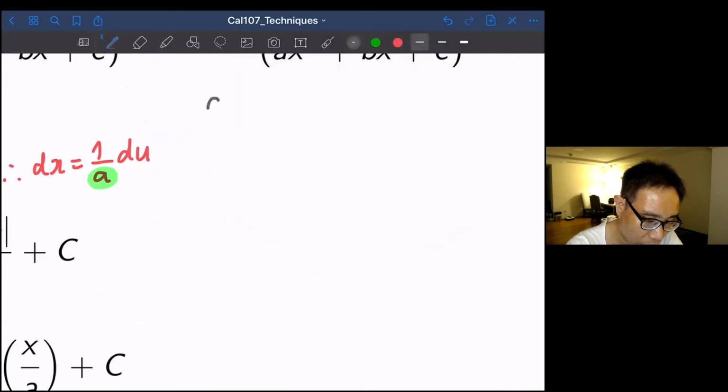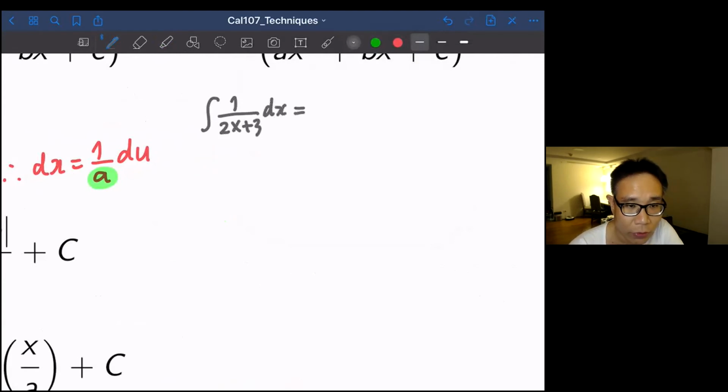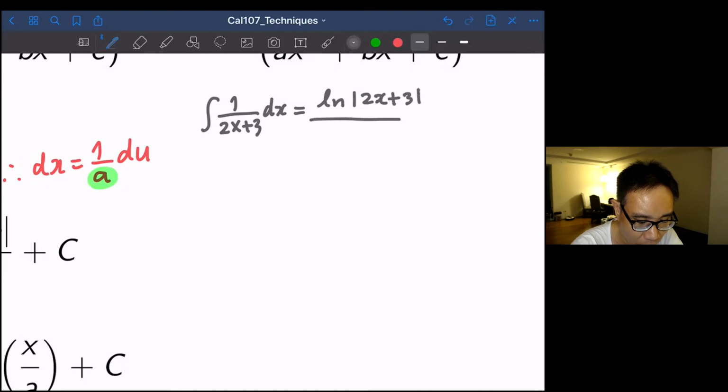So for example, if I ask you what is the integral of 1 over (2x plus 3) dx, you answer log absolute of the denominator over the coefficient of x, so it's going to be over 2. This can be done for 1 over linear.